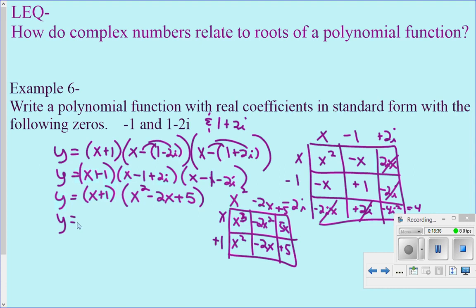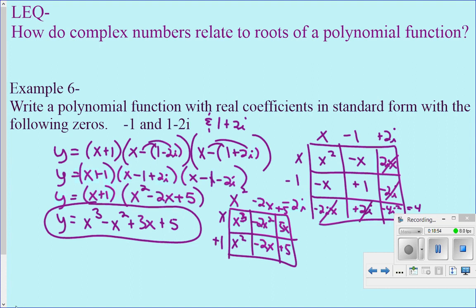So we have y equals, we have an x cubed in the front. We have a negative 2x squared and a positive 1x squared, which is negative 1x squared. We have negative 2x and positive 5x, which is positive 3x. And we have a positive 5 on the end. And that is our equation in standard form. 3 roots, degree 3, no complex or imaginary coefficients. It's looking good.